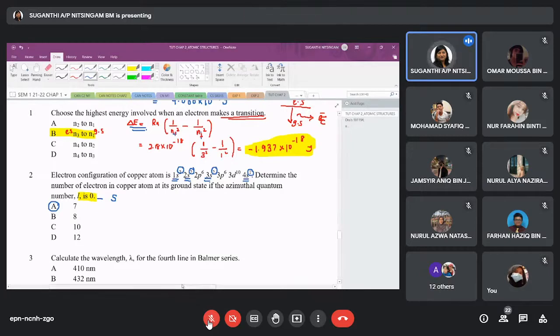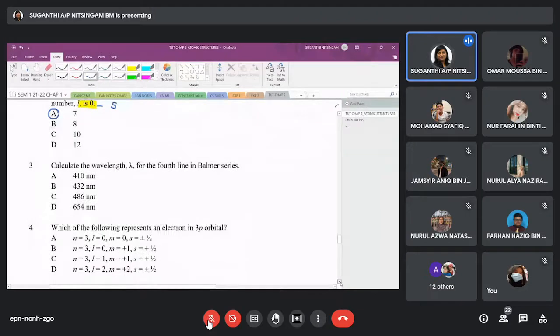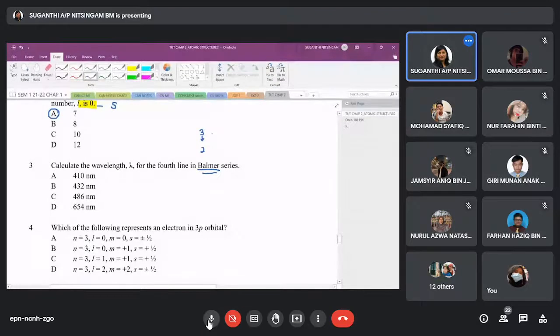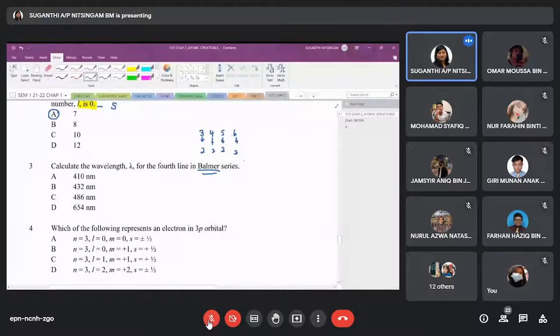Okay, next one, calculate. Cuba buat sekarang ni, calculate the wavelength for the fourth line. Fourth line is where to where? Kira kat tangan. 2 to 1, 3 to 1. 4 to 2. 4 to what? 3 to 2. Balmer, what's the ground state? 2 kan? So the first one is 3 to 2. Then 4 to 2. 6 to 2. Betul. This is your fourth line.